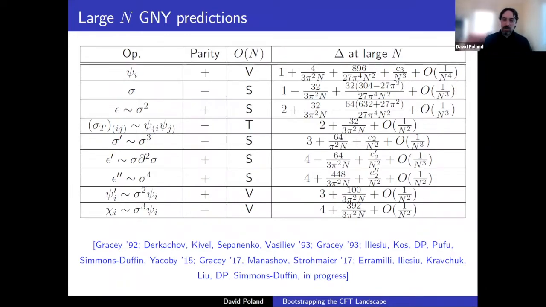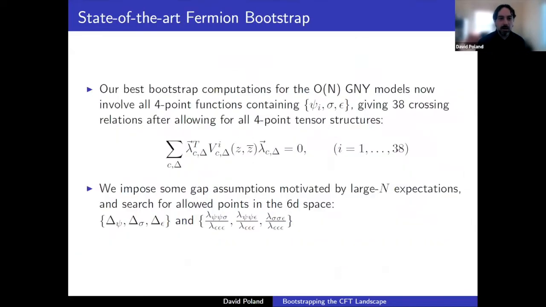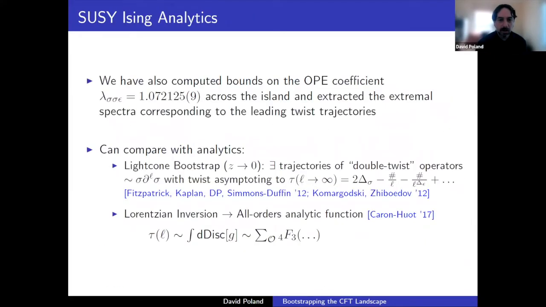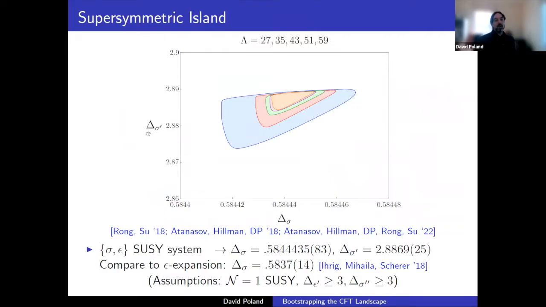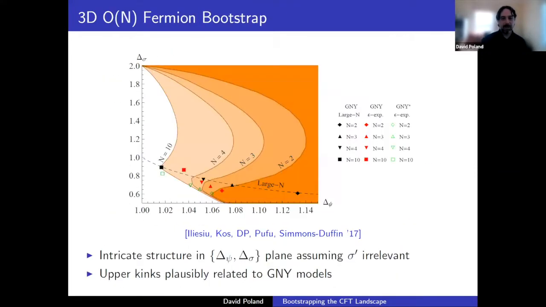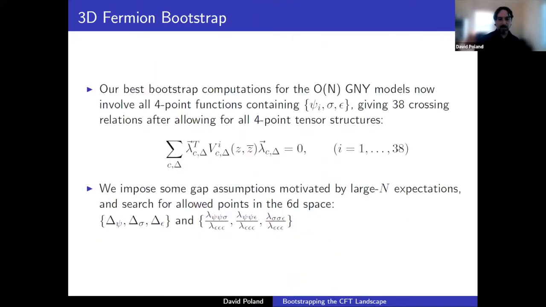On the other hand, when you go down to n equals 1, we know that delta sigma prime is 2.885. So it's slightly less than 3. At large n, it's bigger than 3, and then at n equals 1, it's slightly less than 3. So there's an interesting question of what the trajectory of sigma prime looks like and whether it's justified to assume it's irrelevant at different values of n.